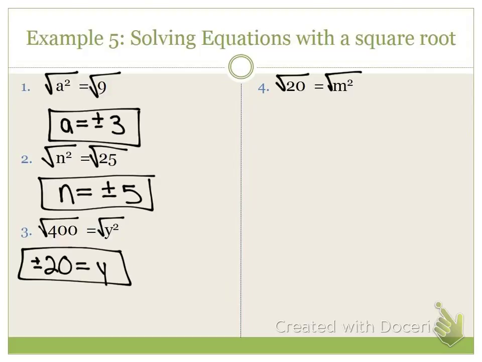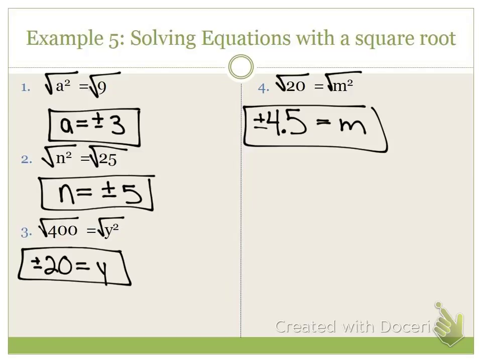You write down your answer. Approximate it to the nearest tenth. All right, if I take the square root of both sides, I get positive and negative 4.5. Did you get that? Because we round to the nearest tenth. So if we put in our calculators the square root of 20, okay, 4.47, so that 7 rounds the 4 to a 5, 4.5.